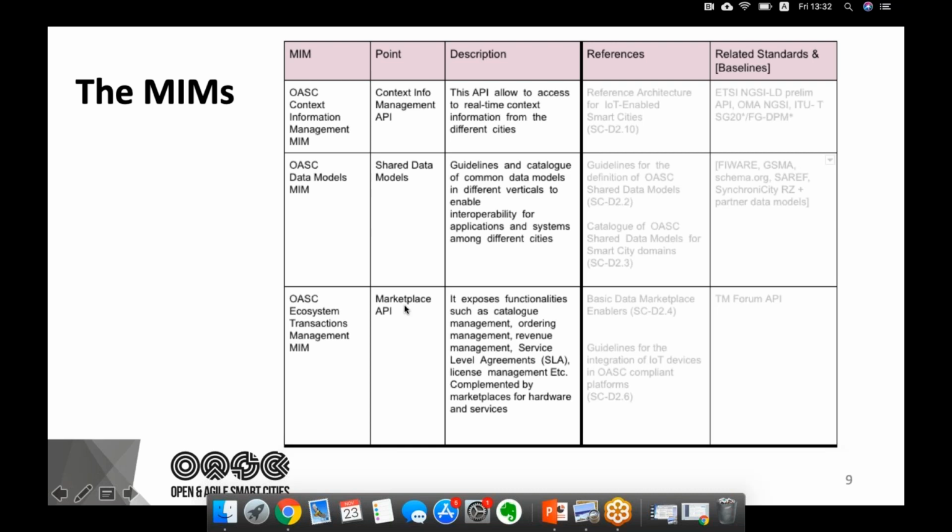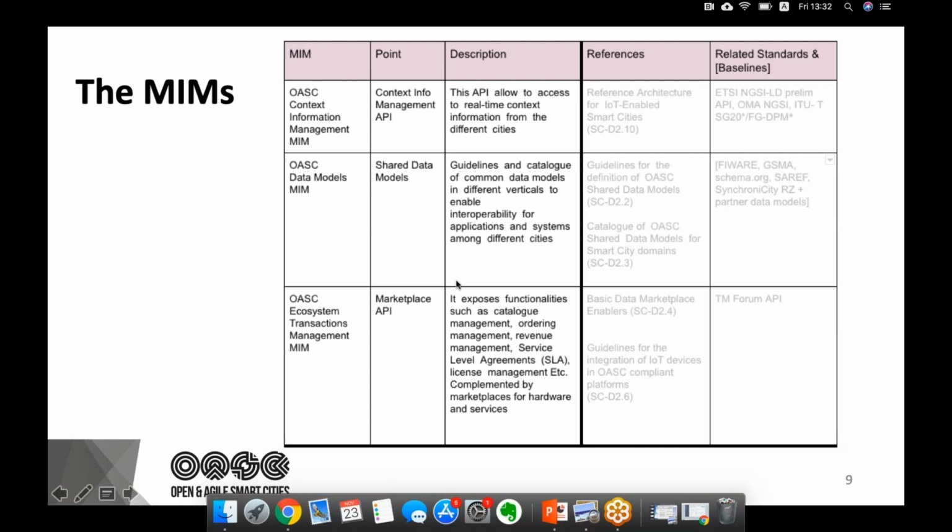We have then the OASC Ecosystems Transactions Management MIM. The interoperability point there is called the Marketplace API. That exposes functionalities for data and service management, such as catalog management, ordering, revenue management, service level agreements, and it's also complemented by marketplaces for hardware and services. The best examples of that today are within the Synchronicity projects. There are partners who have built excellent interfaces that are quite easy and user-friendly to consult. So I think a very good place to explore them are these marketplace user interfaces, which are great. Their related baseline is the TM Forum API.